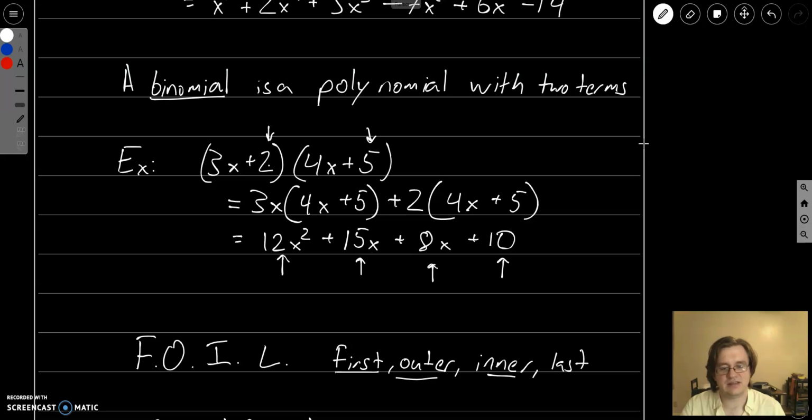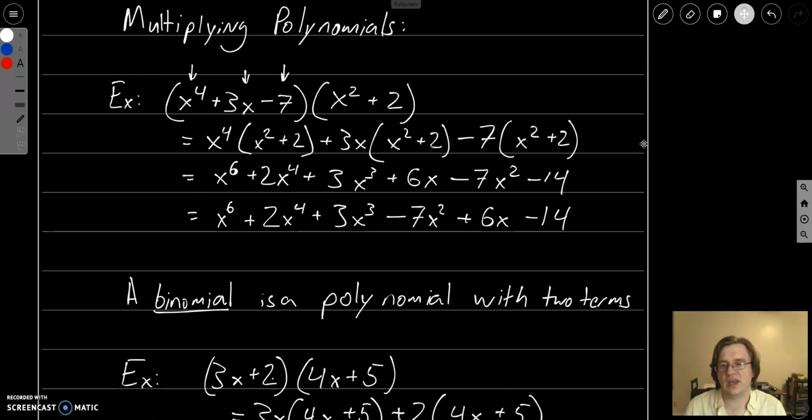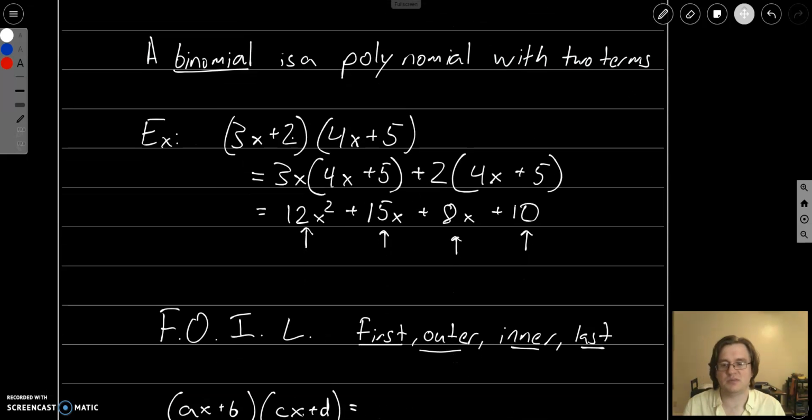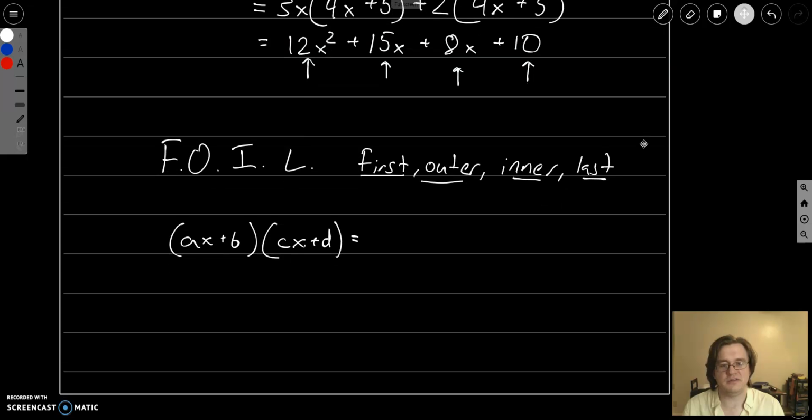And this acronym, FOIL, first, outer, inner, last, is very helpful when multiplying two binomials together. It only applies when you're multiplying binomials, before we had multiplied things that aren't just binomials. This has 3 terms in it, so it's a trinomial. But in the special case when we're multiplying binomials, we have this clever formula here. So again, here's just a general polynomial with 2 general binomials that we were multiplying together.